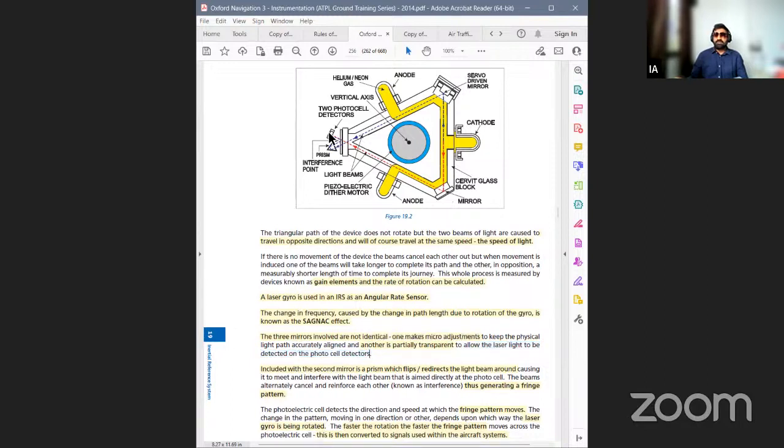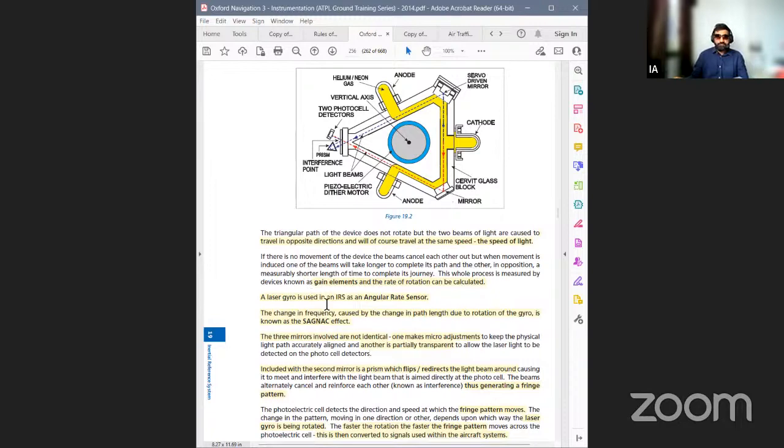Where is the photocell detector? Here is the photocell detector. So these are the two light beams. The dither motor is a very simple thing. This motor is used to prevent a lock-in in the RLG. RLG has a drawback that it also has a lock, similar to gimbal lock, when rotation speeds are very low. So we use a dither motor. A dither motor will create a mechanical torque over there, an electronic torque, and it will help us with that lock.